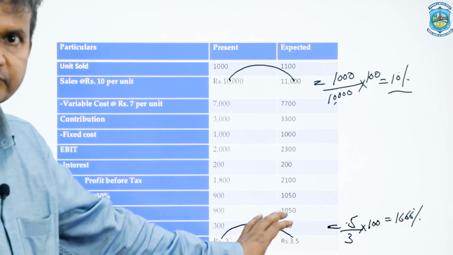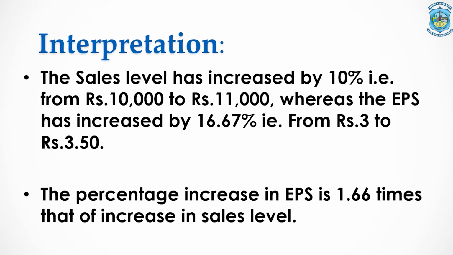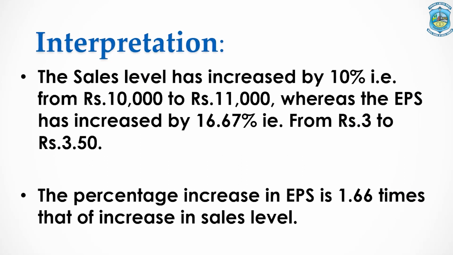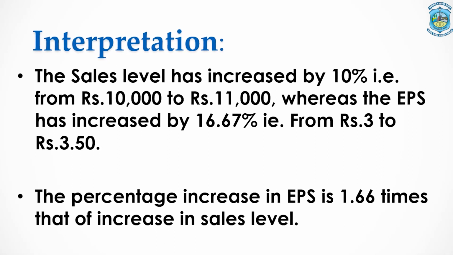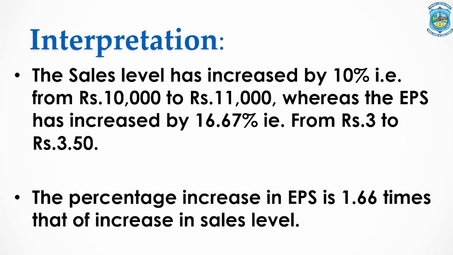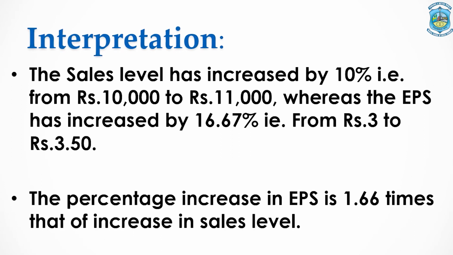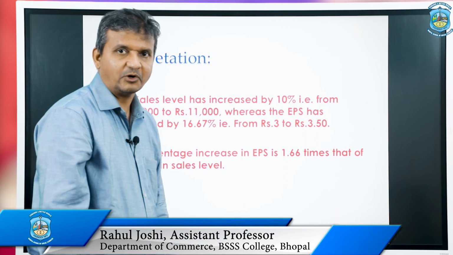This is the relation of combined leverage. So what is the interpretation of this? The sales level has increased by 10%, that is from 10,000 to 11,000, whereas the EPS has increased by 16.667%, from 3 rupees to 3.5. The percentage increase in EPS is 1.66 times that of the increase in sales level. So dear students, that's all about combined leverage.